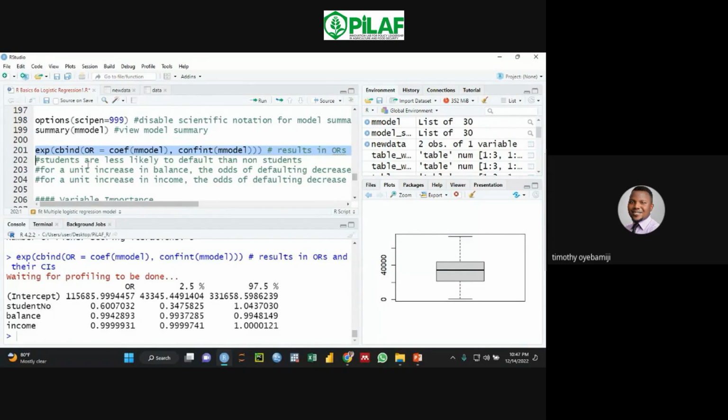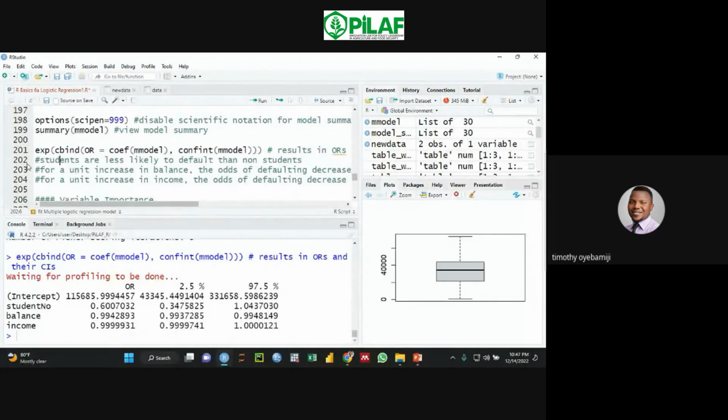For this, we have that students are less likely to default than non-students. If you remember our interpretation for the odds ratio, because this odds ratio is less than 1, we are saying students, the first group, the reference group, are less likely to default than non-students.